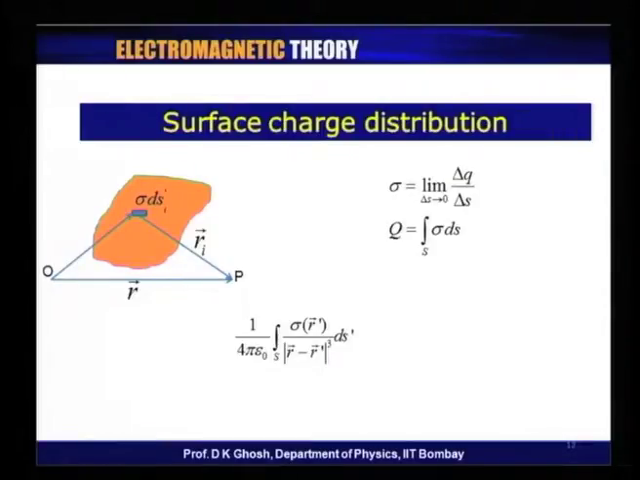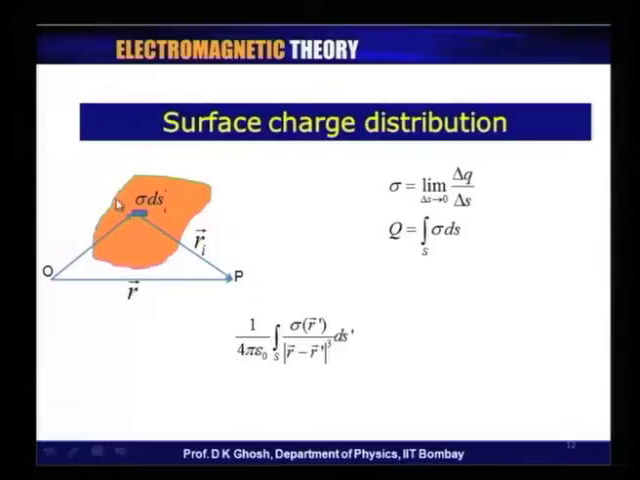So, if the amount of charge in that area element happens to be delta q, then I define a surface charge density sigma as the limit of delta q by delta s as the surface element delta s goes to 0. So, the total charge would be integration of sigma dS over the entire surface.